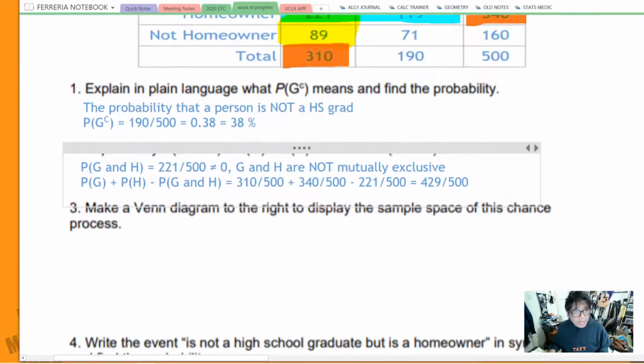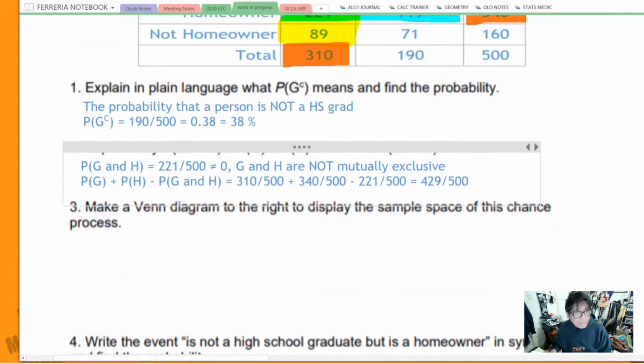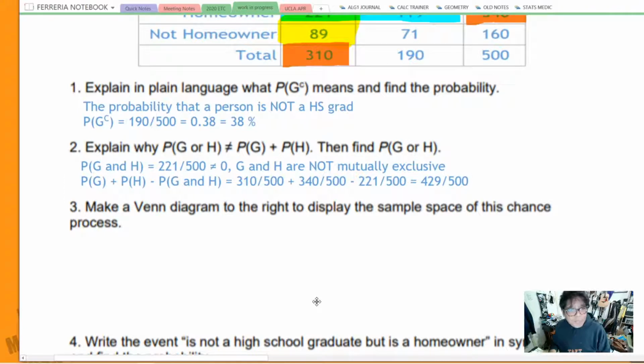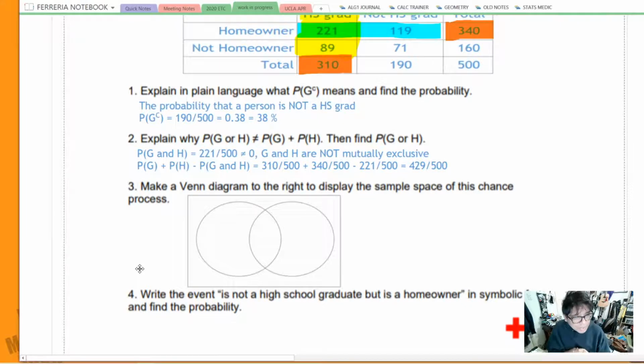Lastly, we'll make a Venn diagram. Okay, not lastly, apparently this is almost lastly. We're going to make a Venn diagram to display the sample space of this chance process. We'll start off with our square. Actually, let's just copy and paste a template from online. And let's label the circles. Let's make the one on the left homeowner, and then we'll make the one on the right not homeowners. Sorry, I meant high school grad.